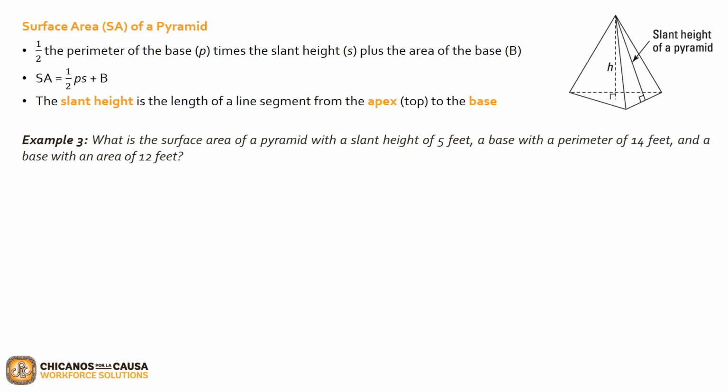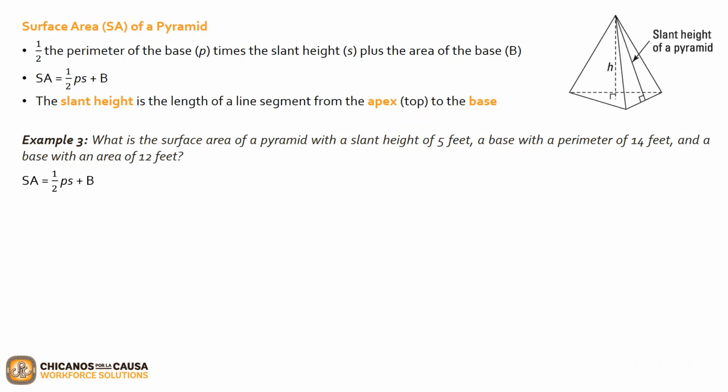So let's look at example 3. What is the surface area of a pyramid with a slant height of 5 feet, a base with a perimeter of 14 feet, and a base with an area of 12 feet? So here is our formula. The surface area equals half the perimeter of the base times the slant height plus B.